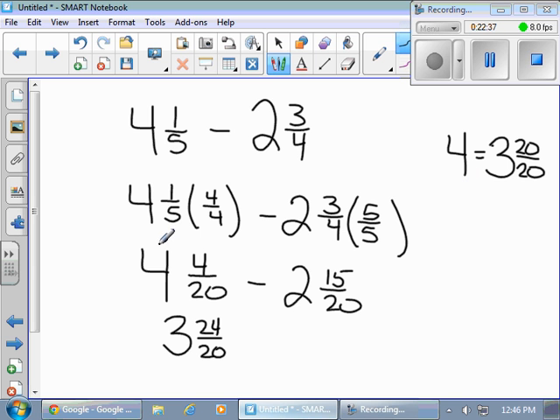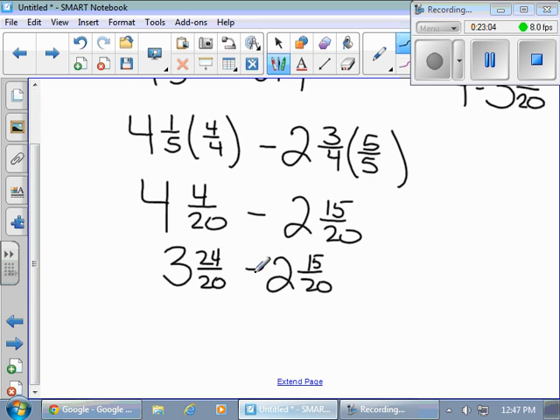But I didn't only have a 4 here. I had 4 and 4 more pieces. Okay? So what I have to do is, when I bring my whole 3 over, in that 20 that I had a minute ago, I've got to add the extra piece here. So that gets me my 24 over 20. Now, can I subtract? Yes. What is 24 take away 15? 9. What's my bottom number? 20. And what's my whole number?